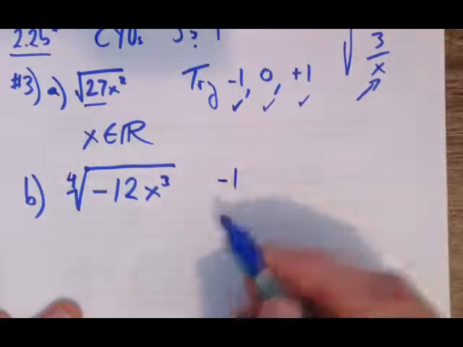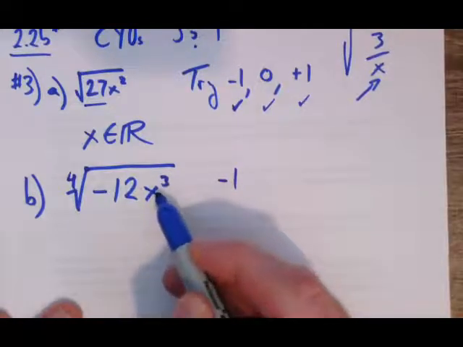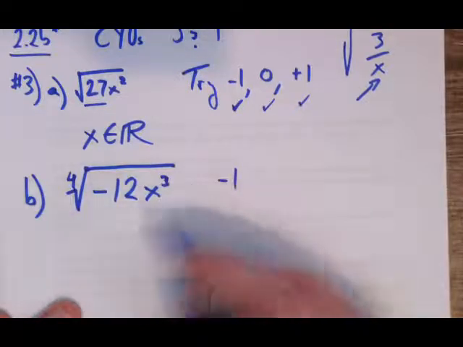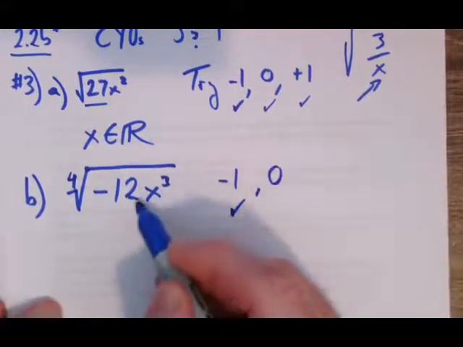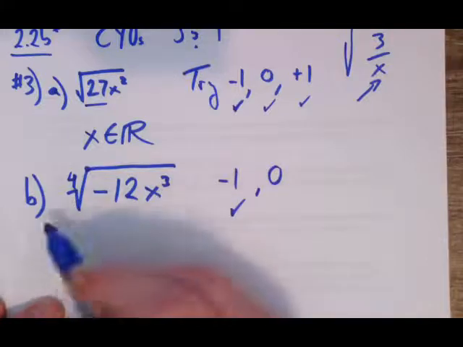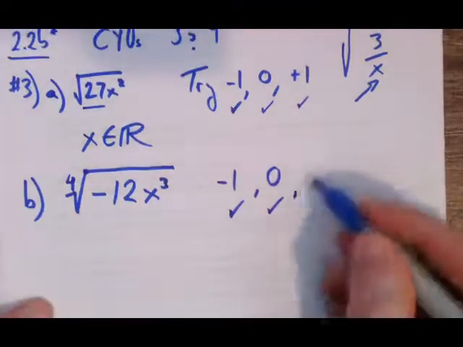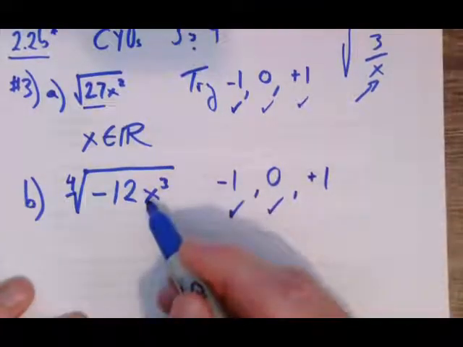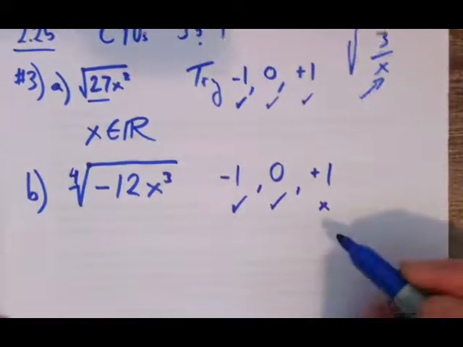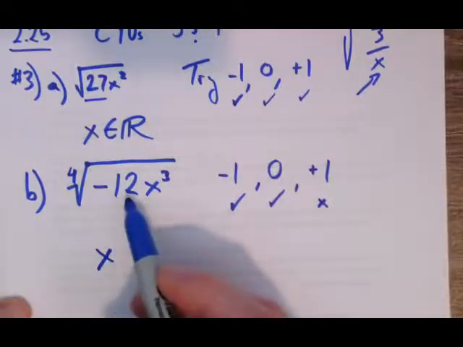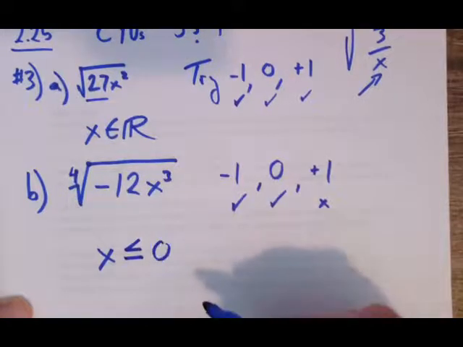If we put a -1 in here, -1 times -1 times -1 is -1. -1 times -12 is positive. That works. If we put a 0 in, 0 cancels everything. So that works, right? Because 0 times -12 is 0. The root of 0 is 0. +1, 1 times 1 times 1 is 1. 1 times -12 is -12. That doesn't work. What that means is x can be 0, can be negative. So it has to be less than or equal to 0.